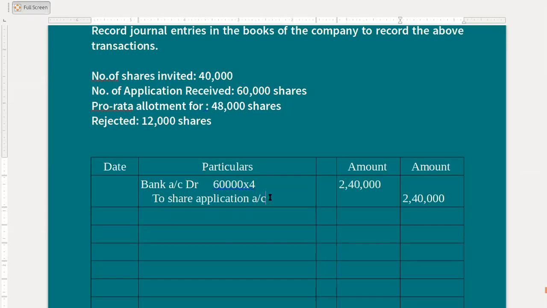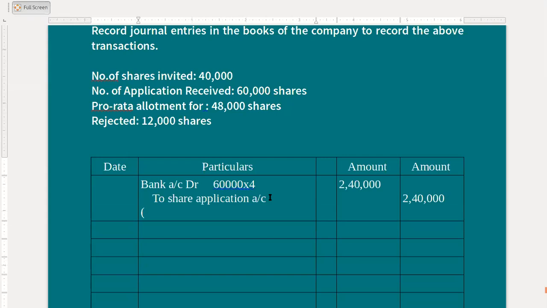It's okay, fine. So narration we can provide. Application money received for 60,000 shares at rupees 4 for each. Okay. And what will be the second journal entry, Nihala?